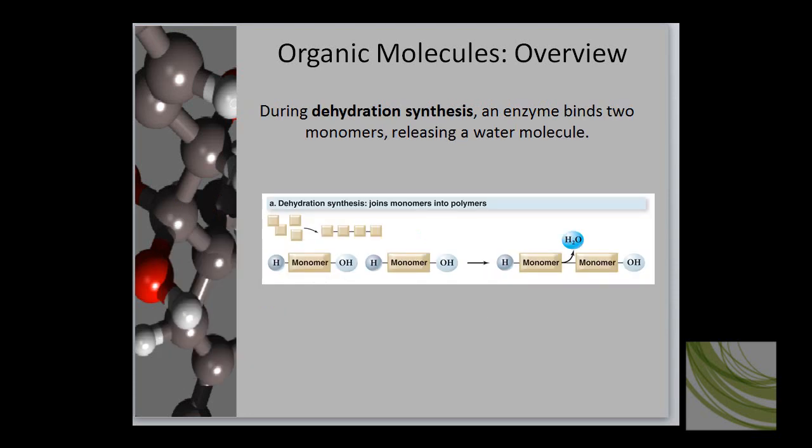Now, how do we put two monomers together? It's called dehydration synthesis. Dehydration means take water away. Synthesis means put something together. So here are two monomers, and what you see is they'll bond. On this side of the monomer, they have an OH, and on this side, they have an H. So they will dehydrate this chain, pull this water molecule out, and in the process of pulling the water molecule out, they attach the two monomers. And now we have a polymer.